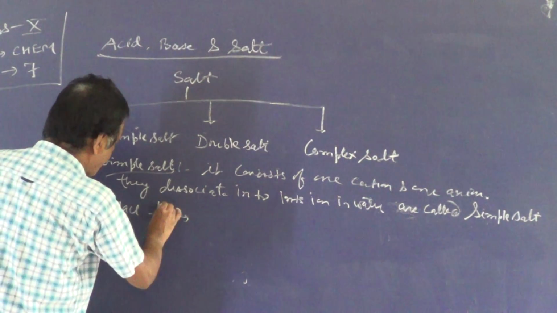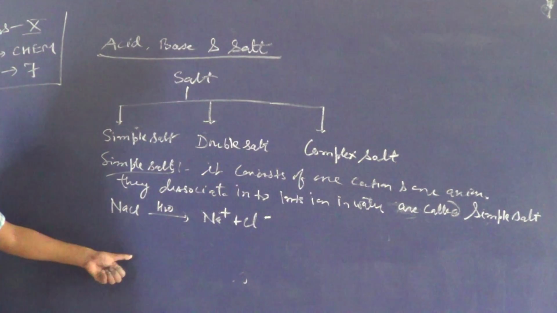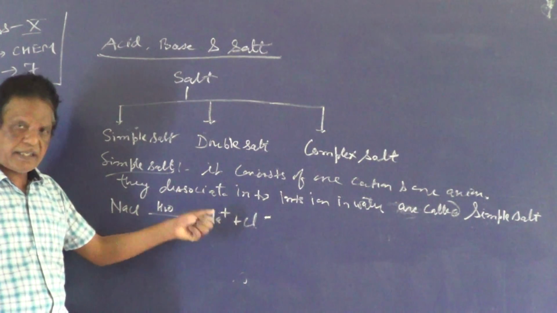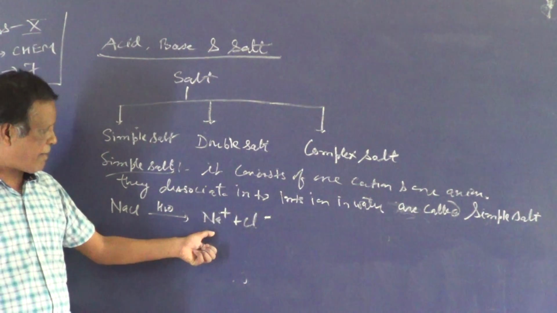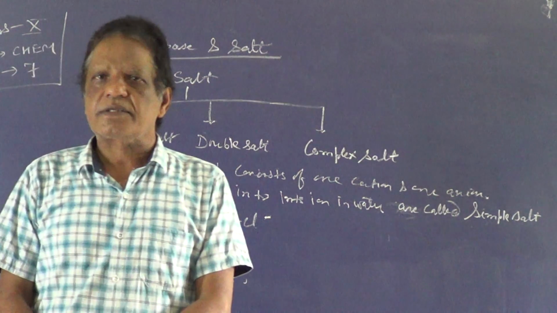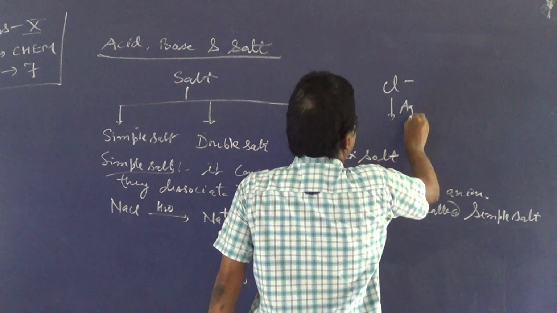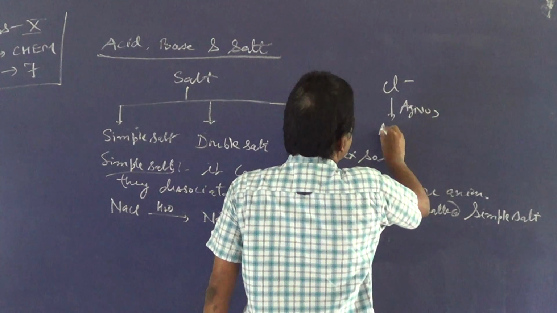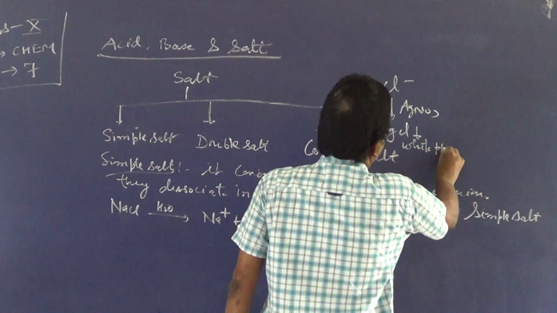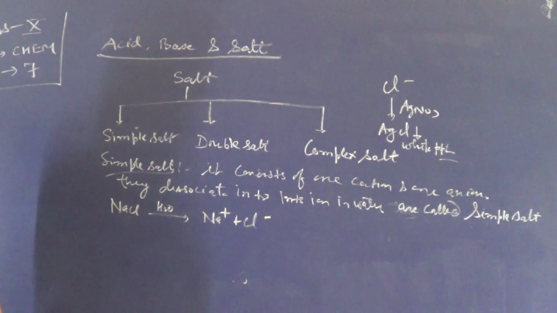For example, NaCl in aqueous medium gives Na+ and Cl-. They dissociate into positive cation and anion, so this is called simple salt. They give the analytical test of sodium ion and chloride ion. What is the test of chloride ion? Silver nitrate test. If chloride ion is present in the salt and silver nitrate solution is added, AgCl white precipitate is formed. This is called the test of chloride ion.